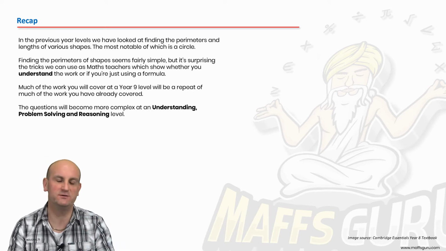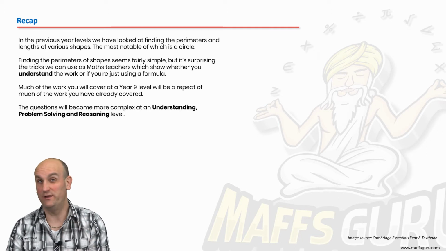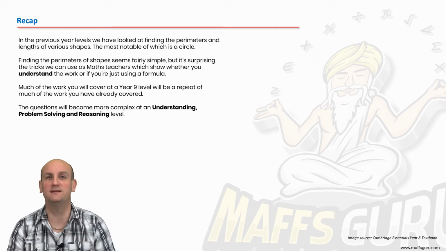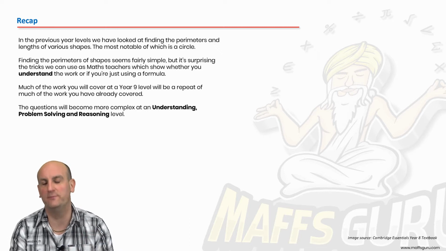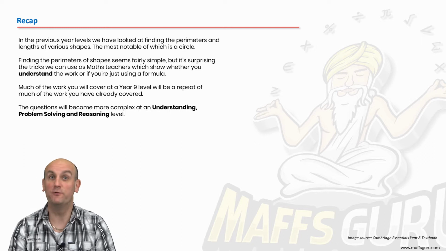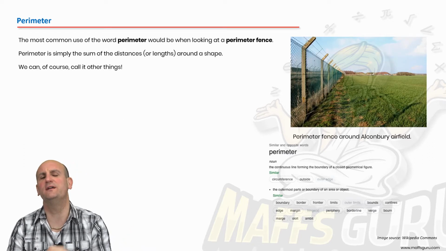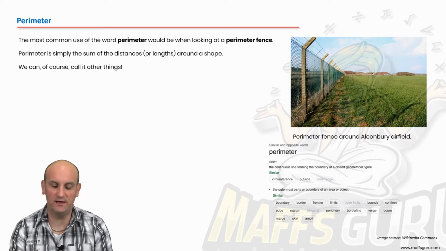Yes, there is perimeter in year 7, in year 8, in year 9, in year 10. Does the actual theory change? No. Do the examples change? Oh yes, things get a lot more complicated. So I'm going to recap some of the theory, and then we are going to show some of those more funky examples.